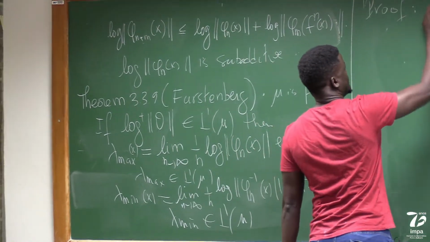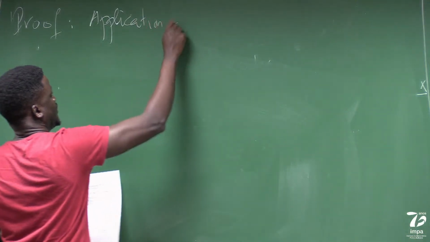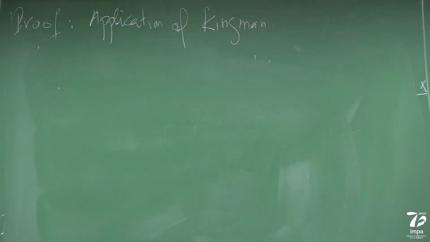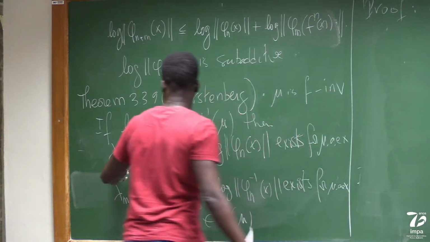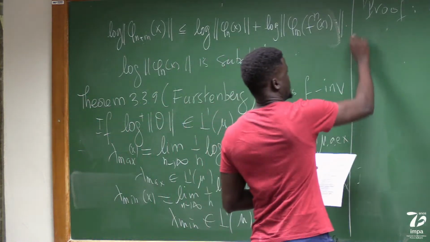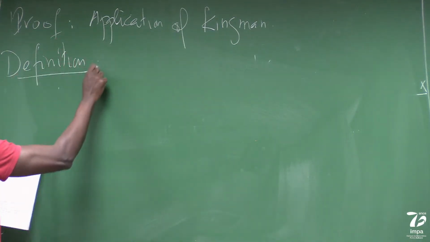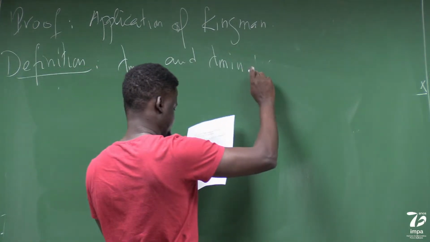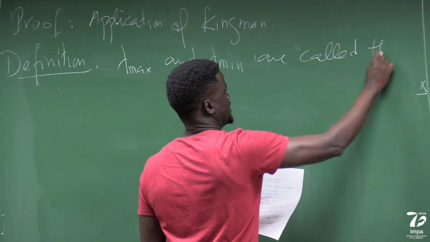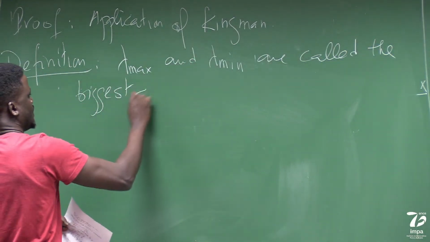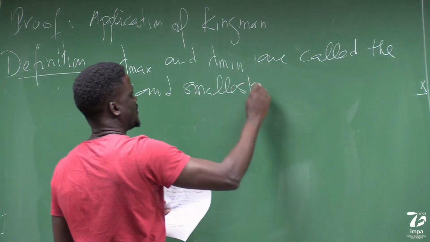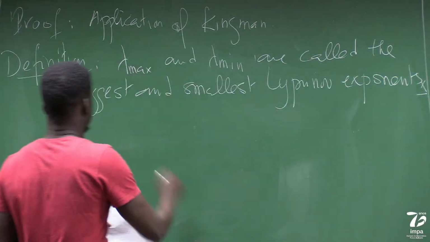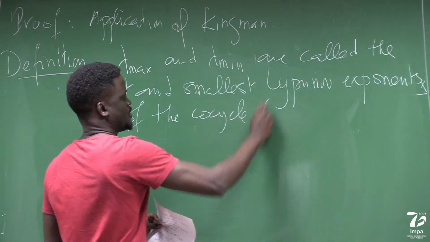Proof: application of Kingman. These two guys are called the biggest and the smallest Lyapunov exponents for the cocycle theta over f.